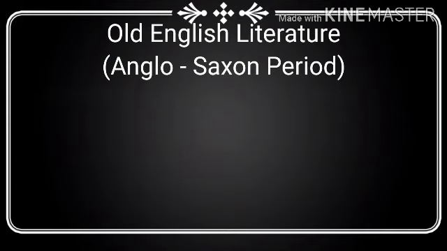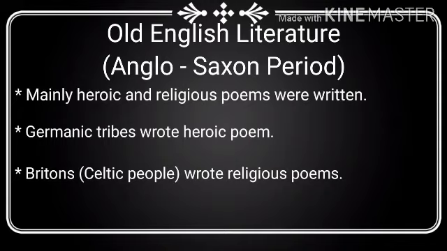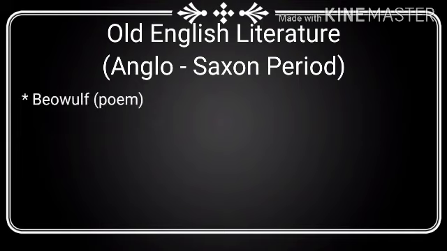Now let me tell you about the important writers and the important works of this Anglo-Saxon period. At that time, many heroic and religious poems were written. In a majority of cases, the Germanic tribes wrote heroic poems and the Britons wrote religious poems. Beowulf is an important poem with an anonymous writer and without a title. Later on, this book was named Beowulf after the name of the character. This character was named Beowulf and he was the main character of this book.